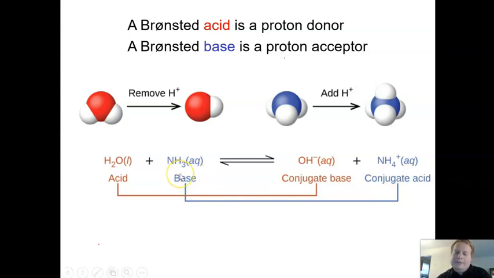This was a base initially. Its conjugate acid, or the acid that it became, is this. So this is how we pair them. This goes with this. This goes with this. The only change between them is the number of hydrogens, number of protons, pretty much, that they're swapping.